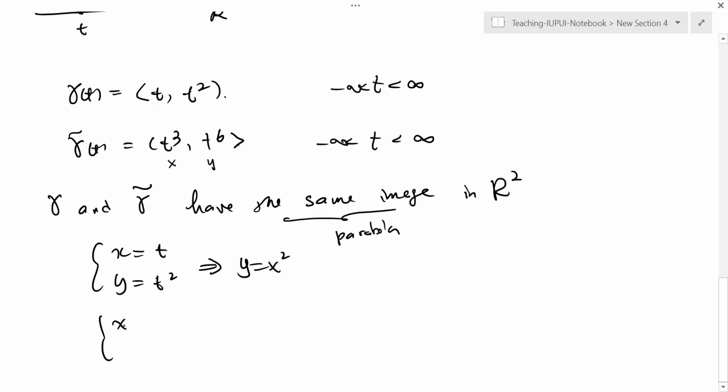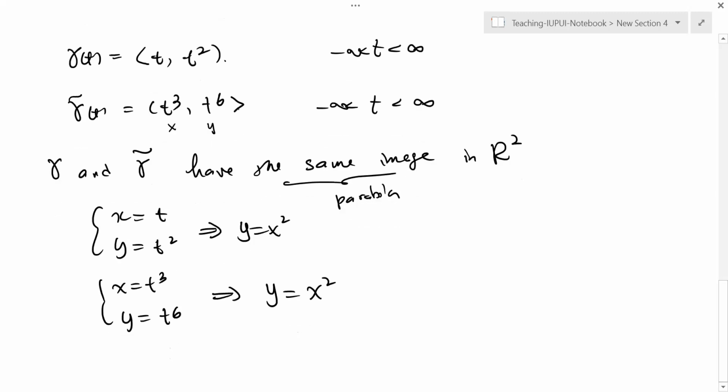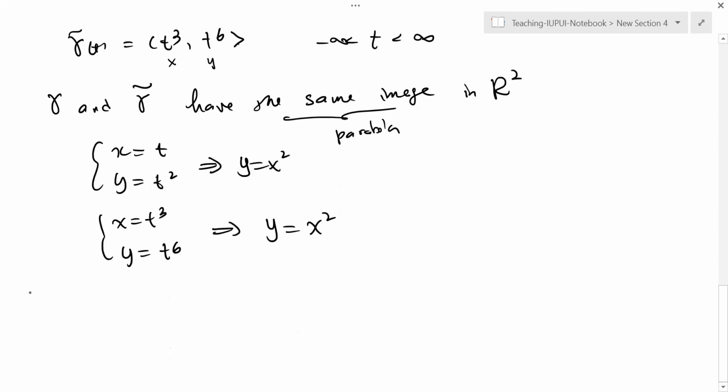It's a part of the parabola. And this also implies that y equals x squared, right? So that's the reason the image of those two parameterized curves in R2 is going to be a portion of the parabola, but actually they occupy the whole parabola. All right. Now sometimes a different parameterization can only cover a portion of the curve.